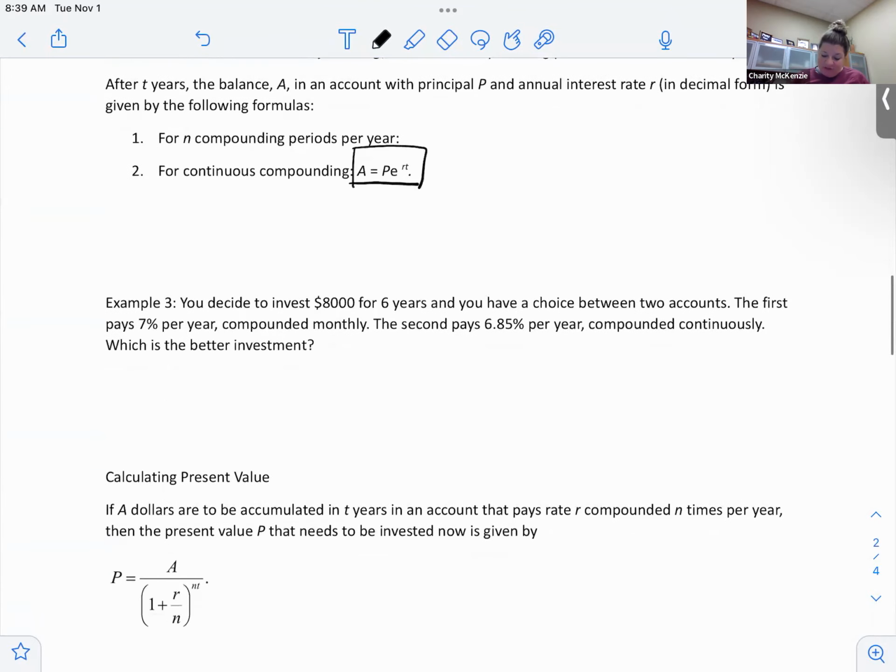Okay, so let's do an example here with e. You decide to invest $8,000 for 6 years. You have a choice between two accounts. The first pays 7% compounded monthly, and the second has a little bit lower rate, but is compounded continuously. So one is compounding monthly at a higher rate, and one is continuous at a lower rate, so now we get to see how big of a role that rate really plays. So for the first one, it's compounded monthly.